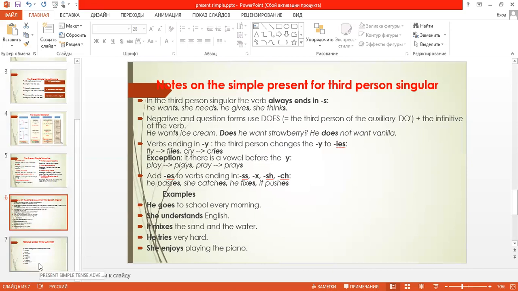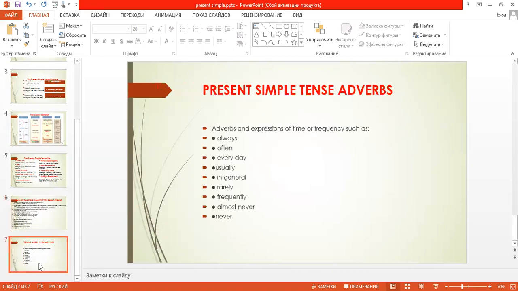Now, students, there are some adverbs of frequency that help us not to confuse other tenses with present simple tense, and there are many of them, such as always, often, every day, usually, generally, rarely, frequently, almost never, and never. Now, students, these are all about present simple tense.